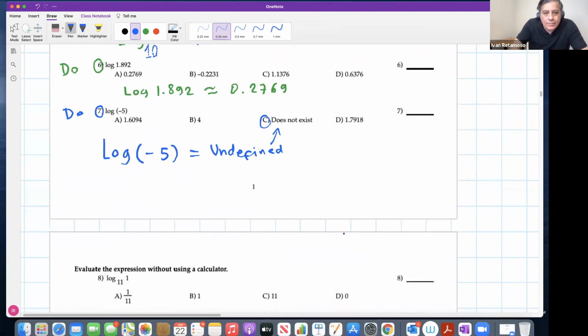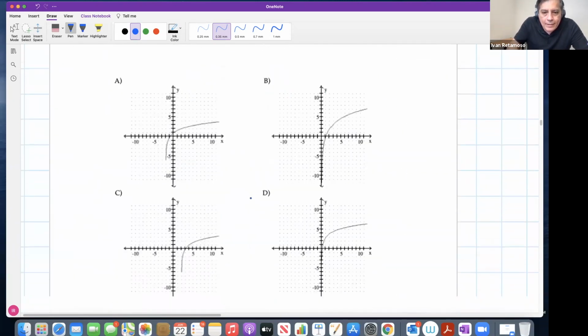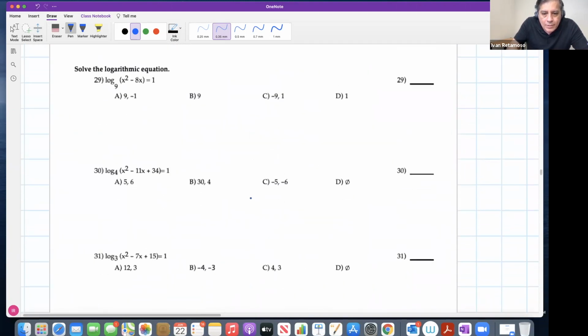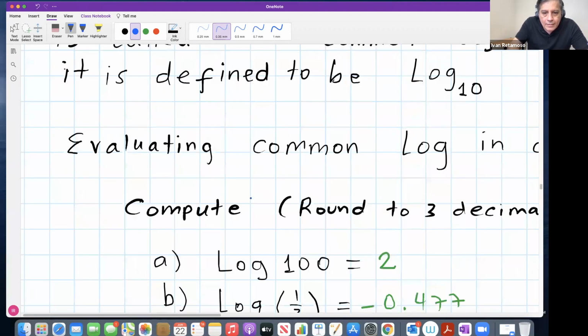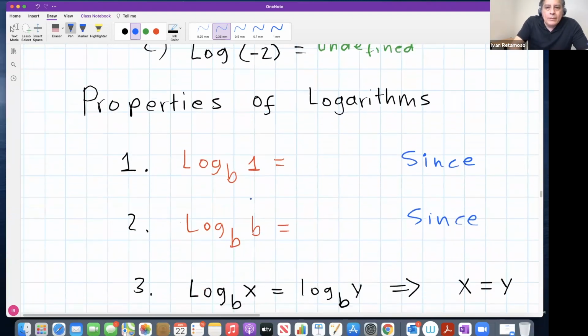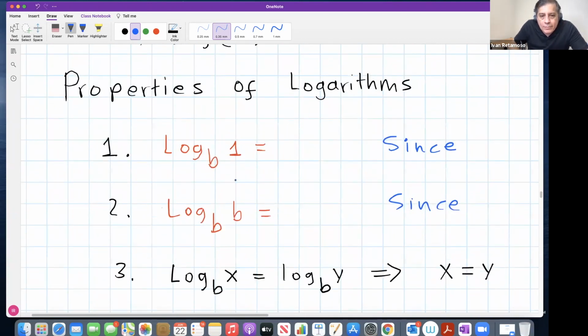Okay, guys. So now we're gonna use different bases, right? 10 is not the only base. So let's look at other bases. For that, I'm gonna give you some properties in general of logs in any base. Properties of logarithms. Mathematicians figure out that there are 3 fundamental properties for logs.